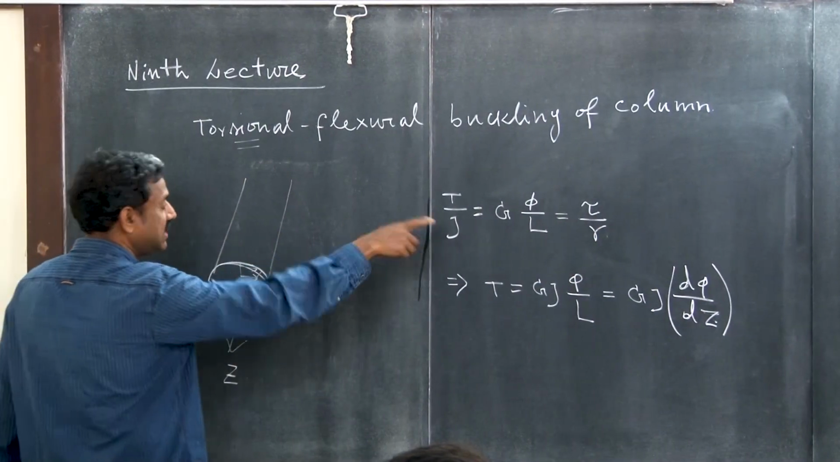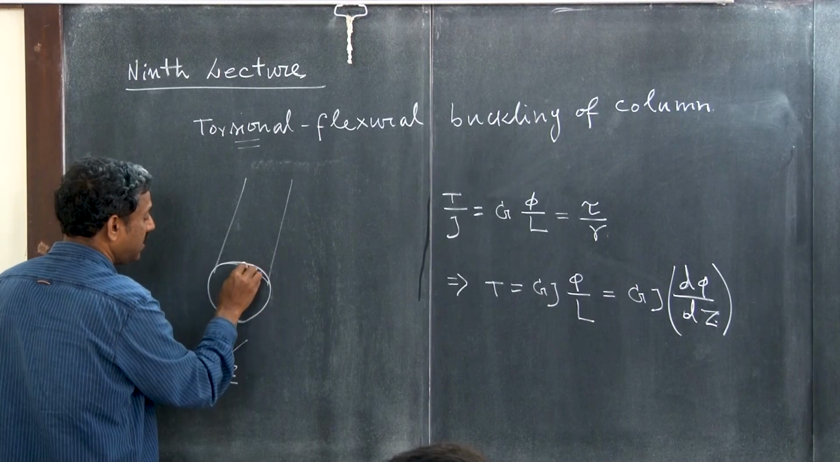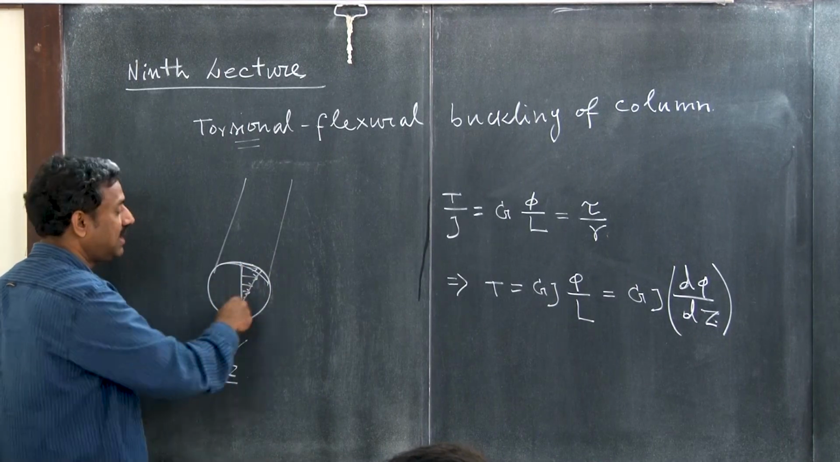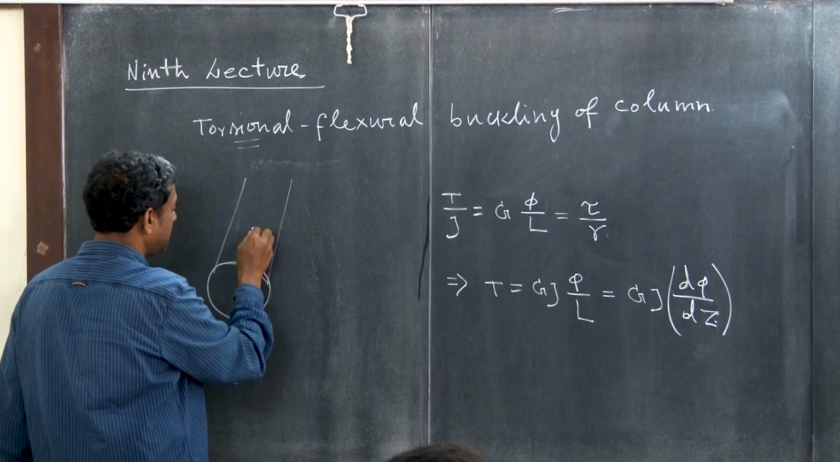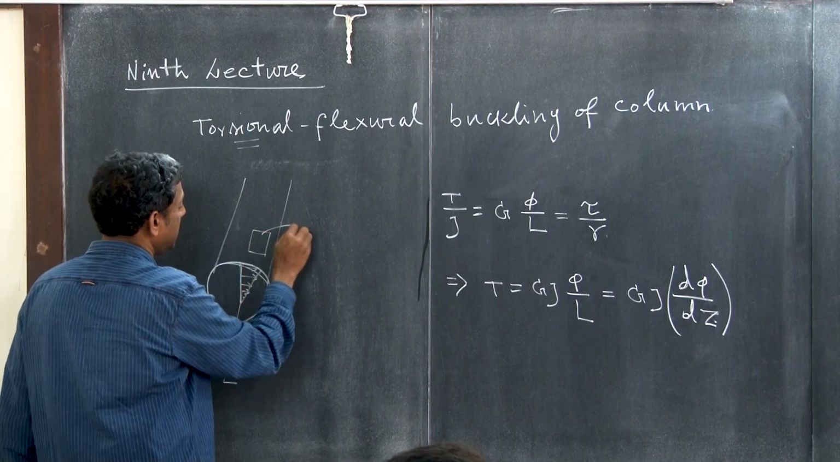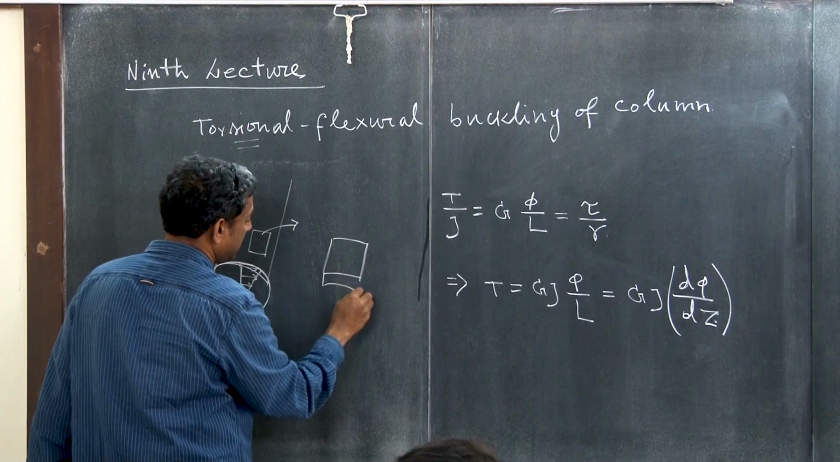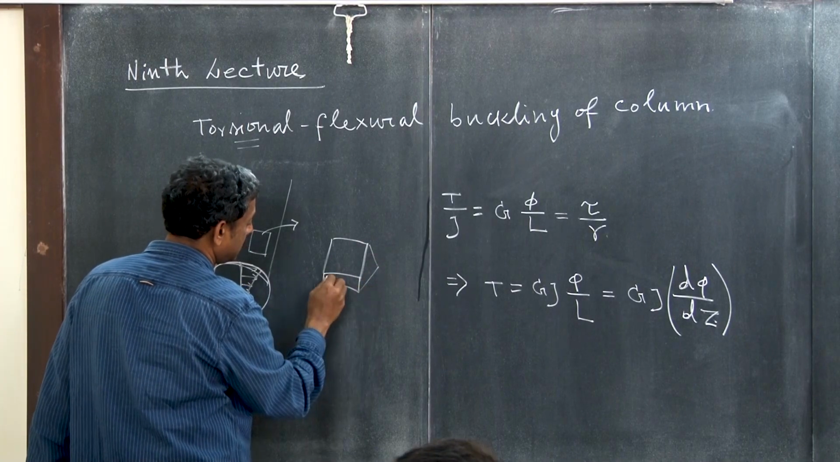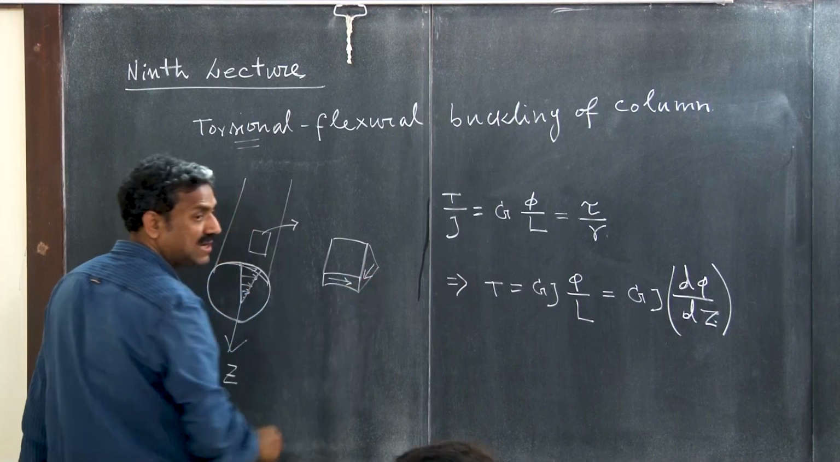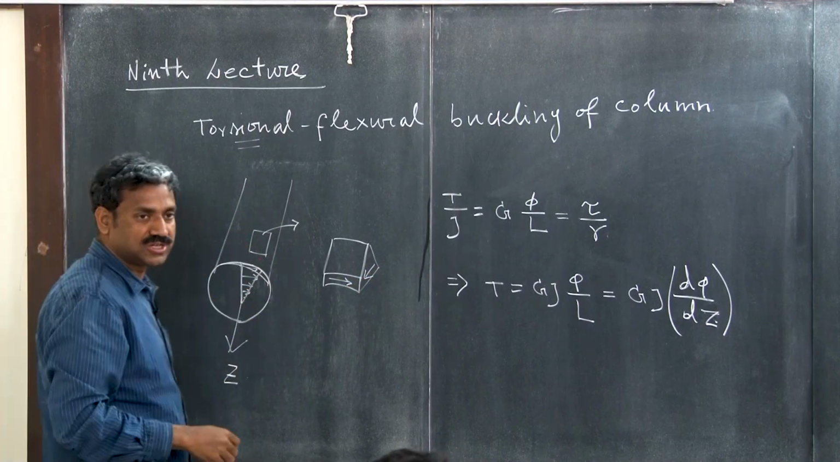So you see tau is basically proportional to R, so it is increasing. Please note the stress: if you just consider a very small section here, the stresses are essentially like this and like this. On the free surface there will be no shear stresses.